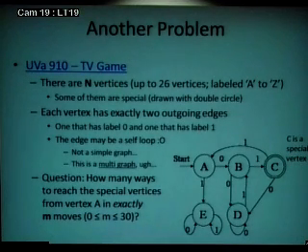So there is a game like this. You are given n vertices, up to 26, labeled from A to Z, so up to 26 alphabets. Some of them are special, drawn with a double circle. So for example, vertex C here, drawn in double circle, is a special vertex. Each vertex has exactly 2 outgoing edges, one that has label 0 and one that has label 1. The edge may be a self loop.